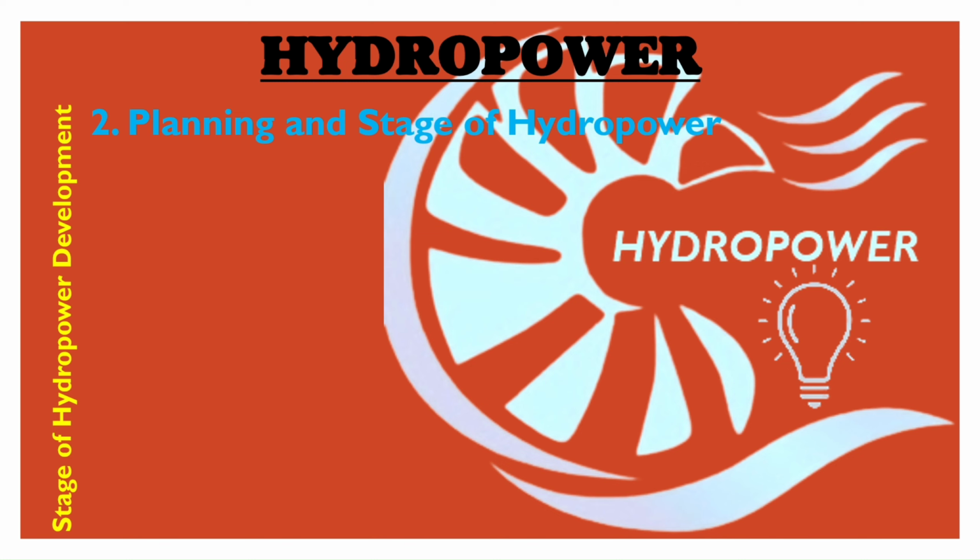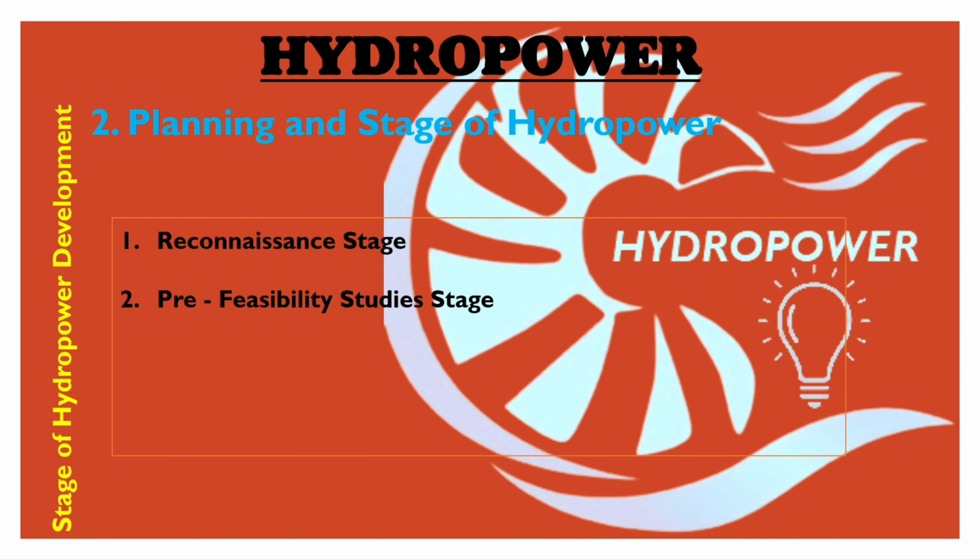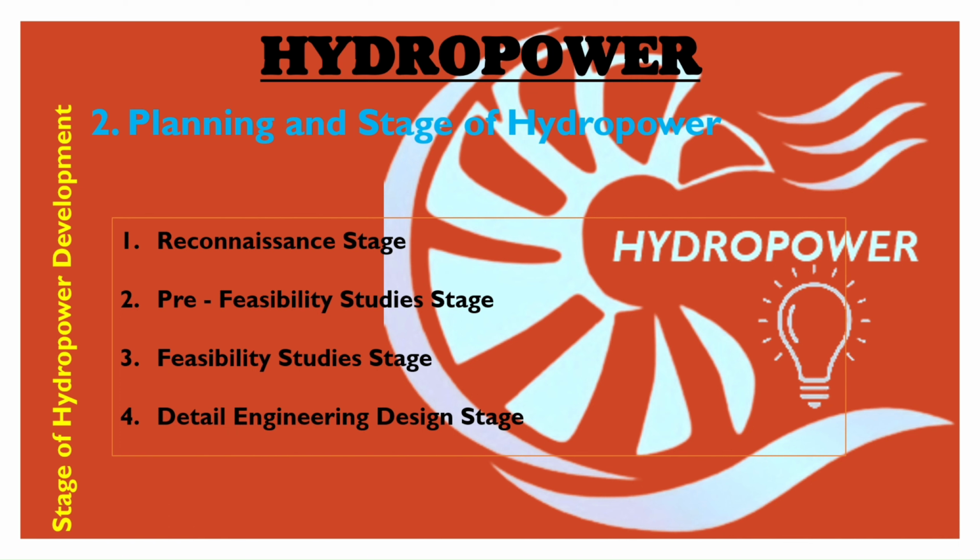Today we will be discussing the stages of hydropower development. The stages of hydropower are: 1. Reconnaissance stage. 2. Pre-Feasibility Studies stage. 3. Feasibility Studies stage. 4. Detail Engineering Design stage. Now let's start with the first.